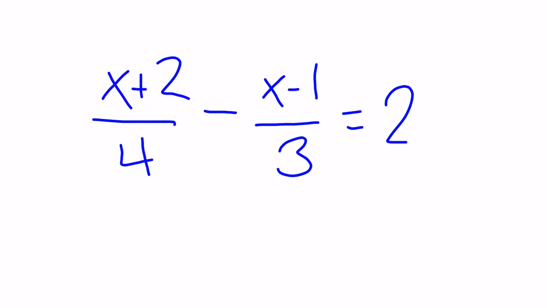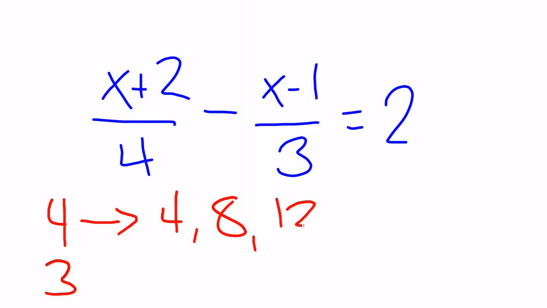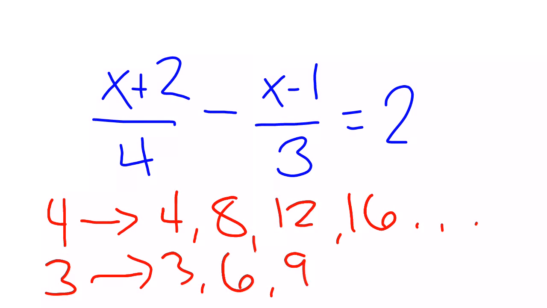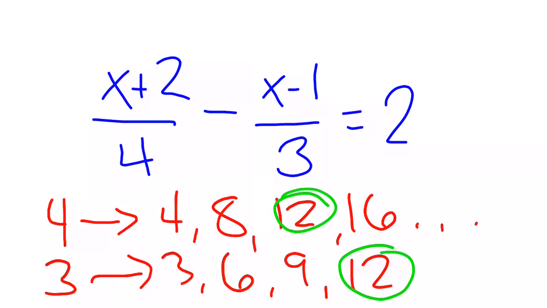I identify my denominators. My denominators are 4, 3, and really the 2 is divided by a 1, so you could put 1, but it'll be the same least common multiple as the other ones. So let's list the multiples of 4. Counting by 4: 4, 8, 12, 16, and so on. Counting by 3s: 3, 6, 9, 12. Aha! I see that they have a 12 in common, so that is my least common multiple.